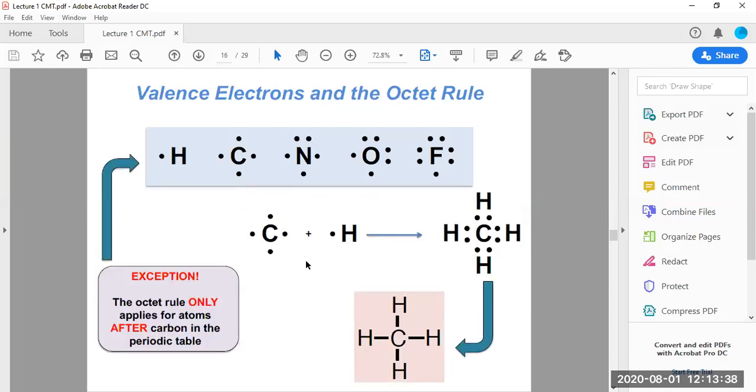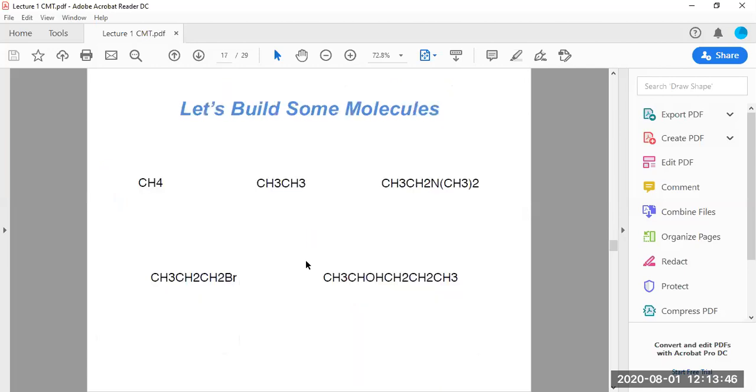And if I'm going too fast or I need to slow down or you have a question, you can just unmute your mic and ask. So let's get to building a molecule.